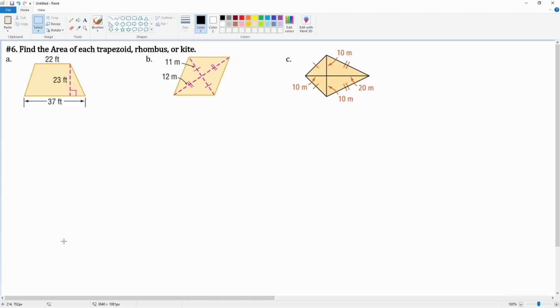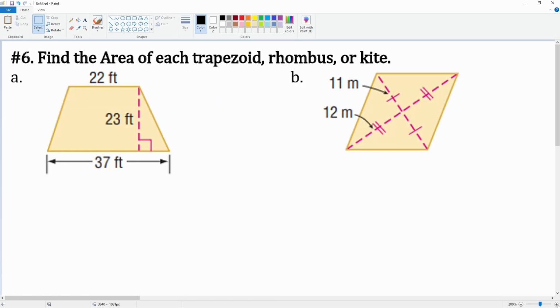Here we have number 6. You're going to find the area of the trapezoid, rhombus, or the kite. Know what shape you're looking at. First of all, this is a trapezoid.